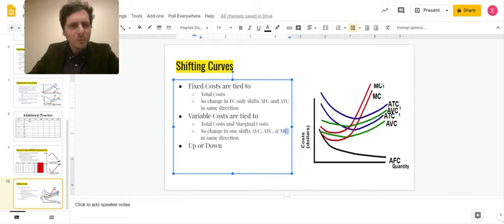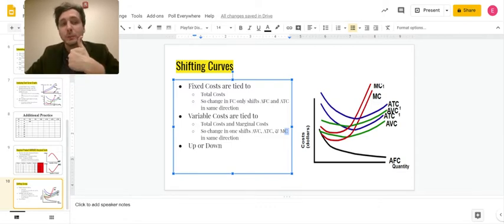That's all you do. And it can be up or down when we're changing it. But keep in mind what is tied to what. Fixed costs just impact your fixed costs and total costs. Variable costs impact marginal costs, total costs, and variable costs.